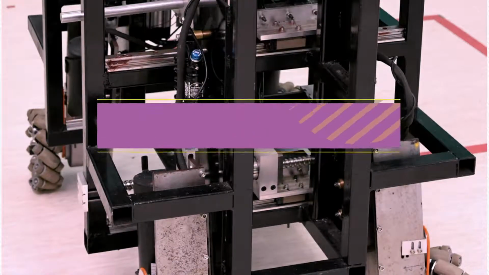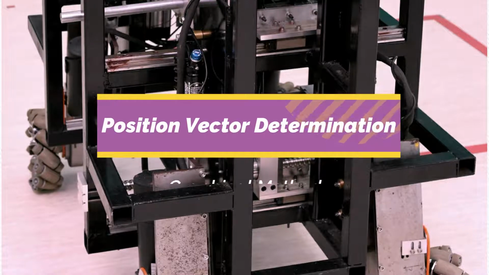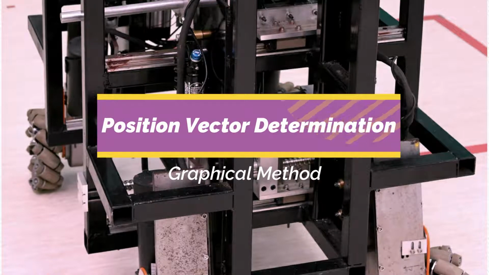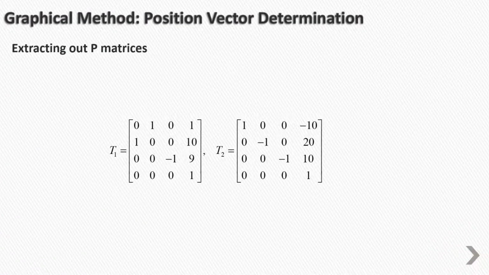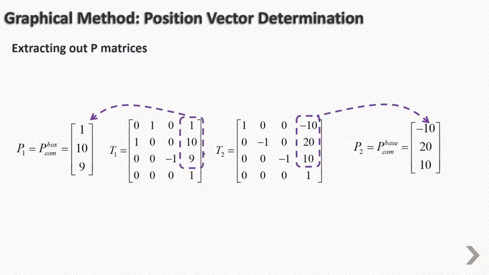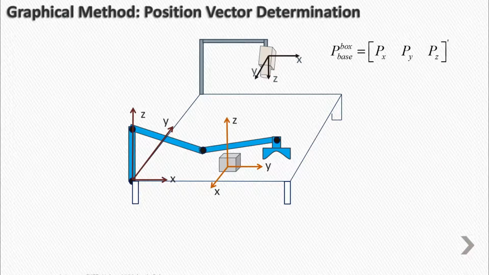Alright, so we go on to the next step, determining the position vectors of the matrix, because the HTM consists of two important matrices, the orientations and the position vectors. Alright, so for the position vectors, in this case we need to extract the position vectors as I mentioned previously for each cam to box matrix and cam to base matrix. So we notify the position matrix for cam to box as P1 and cam to base as P2. Alright, so we go back to the figures.